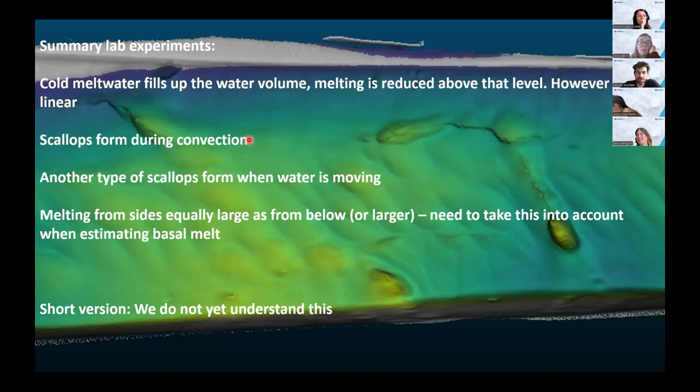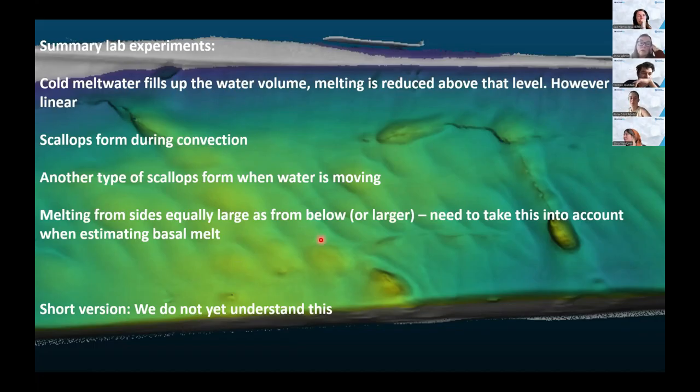We also see scallops. They form when you have convection in the water, and then another type of scallops forms when the water is moving. It could be that they are related. It could be that at the same time that we have convection, we also have a motion in the water that we were not quite aware of or could not detect so well.